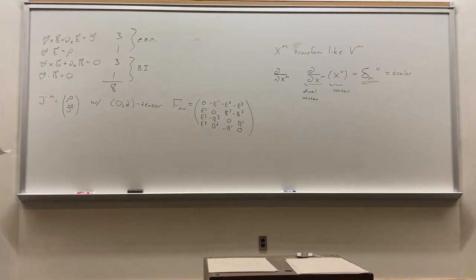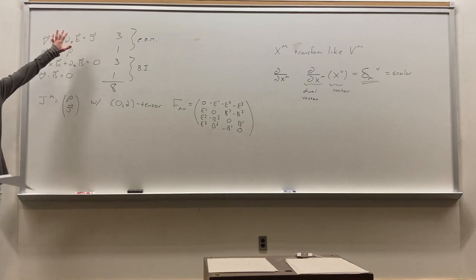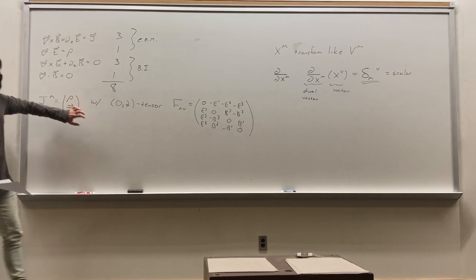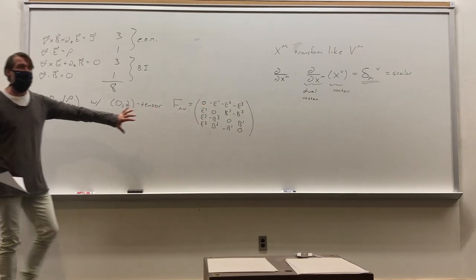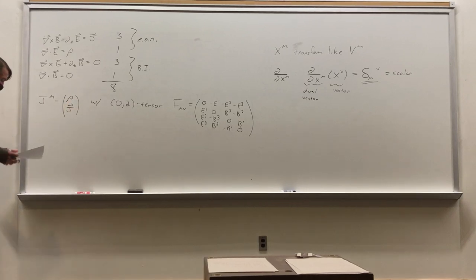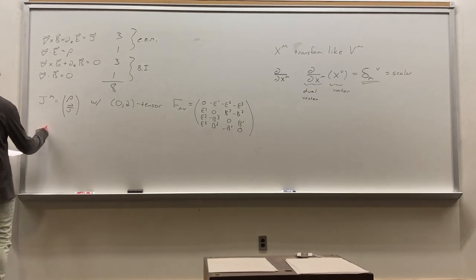Now, we have all of the ingredients in these equations. The rho and J form a four vector, the E and B form a 0-2 tensor. Now all we have to do is write down the equations using these, and the equations take the following form.